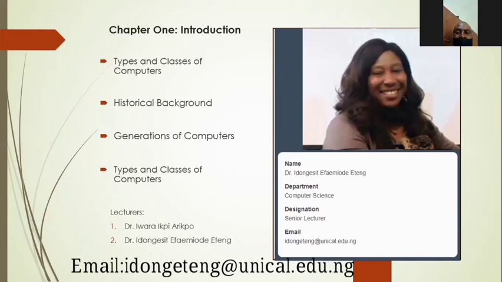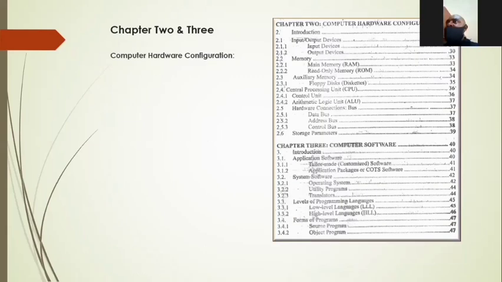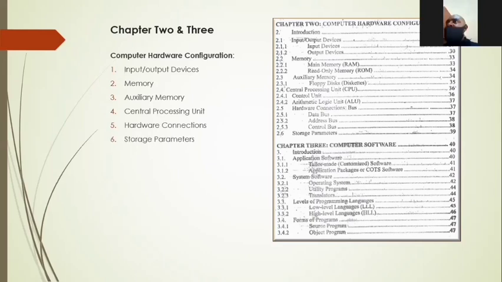Then for chapter 2, we are going to be looking at computer hardware configuration. And in computer hardware configuration, we are going to be looking at first the input and output devices, followed by memory. Then we'll look at auxiliary memory, then central processing units. We are going to talk about all those. And lastly, we'll talk about hardware connections before we talk about storage parameters.